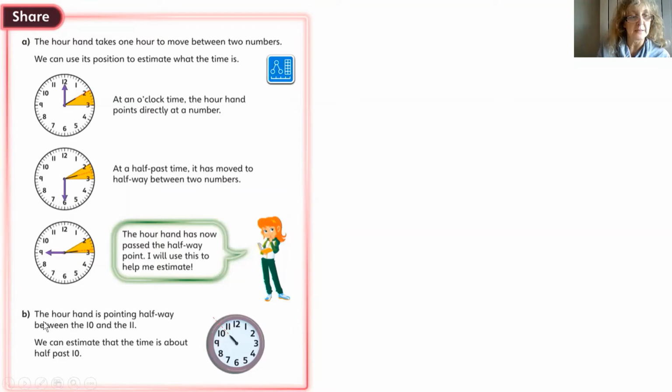Let's look at the last bit on here. The hour hand is pointing halfway between the 10 and the 11. So what time do you think it is? Did you get it right? 10:30. Is that what you got? Brilliant.